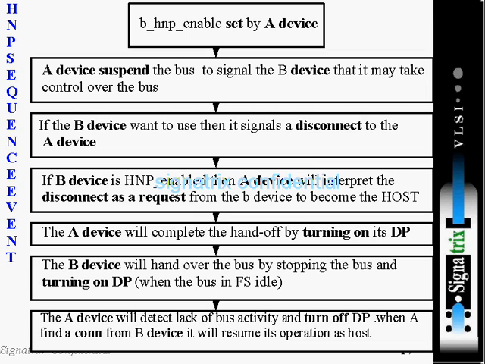Then the A device will complete the handoff by turning on its D plus. We know that D plus and D minus are the two main lines in USB. How is the A device acknowledging? You just look at that. The A device acknowledges by turning on the D plus line.